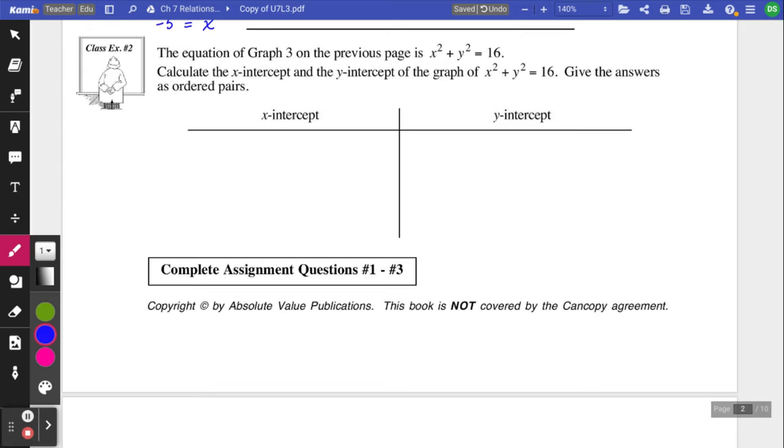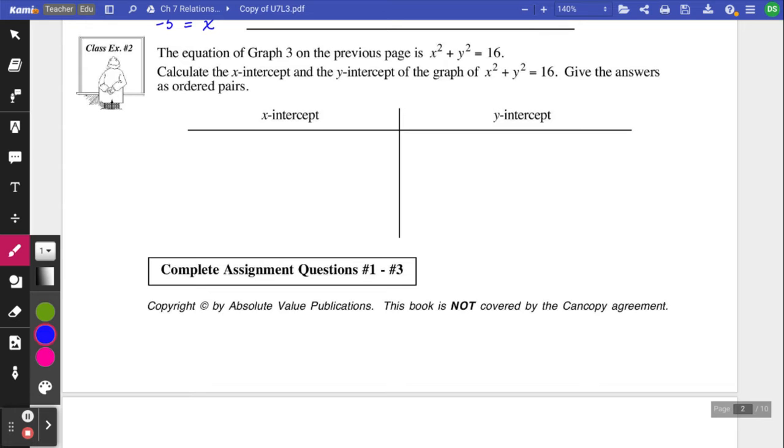Okay, the equation of graph 3, they're going to give you another picture, and it's got x squared plus y squared equals 16. That, by the way, when they're both squared like that, this is a fun fact. When both your x's are squared and your y's are squared, it's a circle. Every time. Kind of cool. And it says, find the x and y intercept of those.